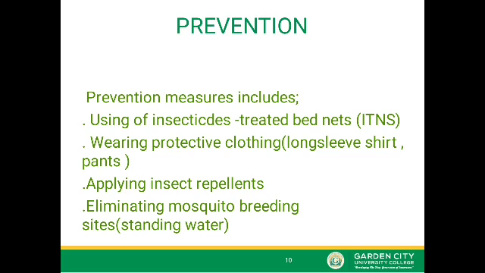Prevention. After treating the patients, we need to prevent further complications. Then the preventions here. Prevention measures include using insecticide-treated bed nets, which is the ITNs.